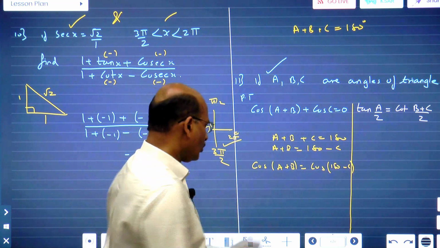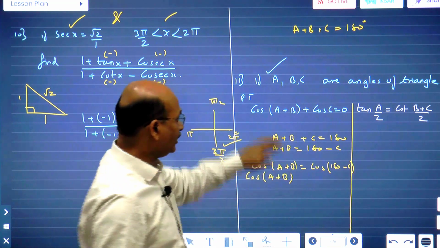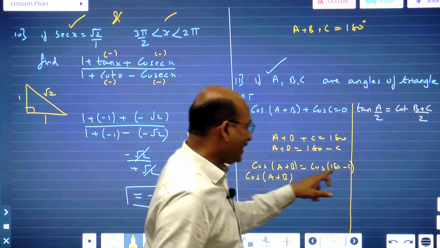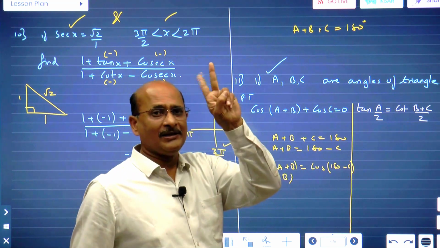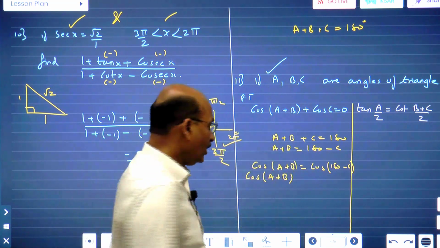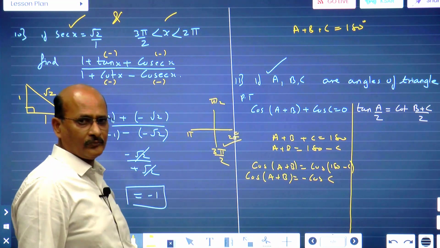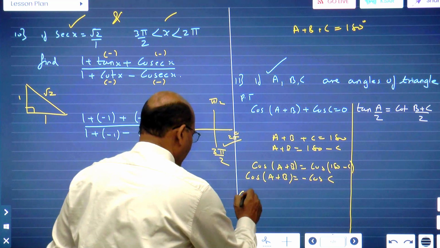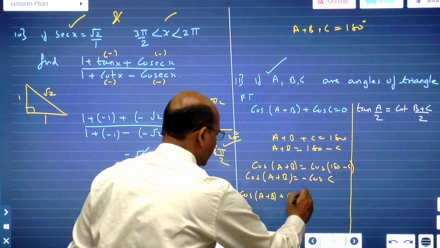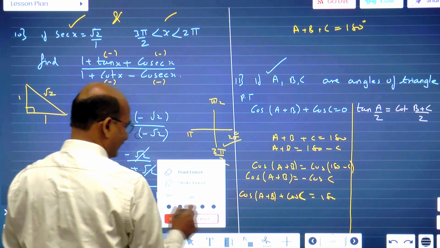Now cos of A plus B as it is, I am converting this into this format. 180 minus theta is second quadrant and cos will be negative, which is equal to minus cos C. That's it. Take it this side. This will become cos of A plus B plus cos C is equal to 0. Oh, sorry, not 180. It is 0.